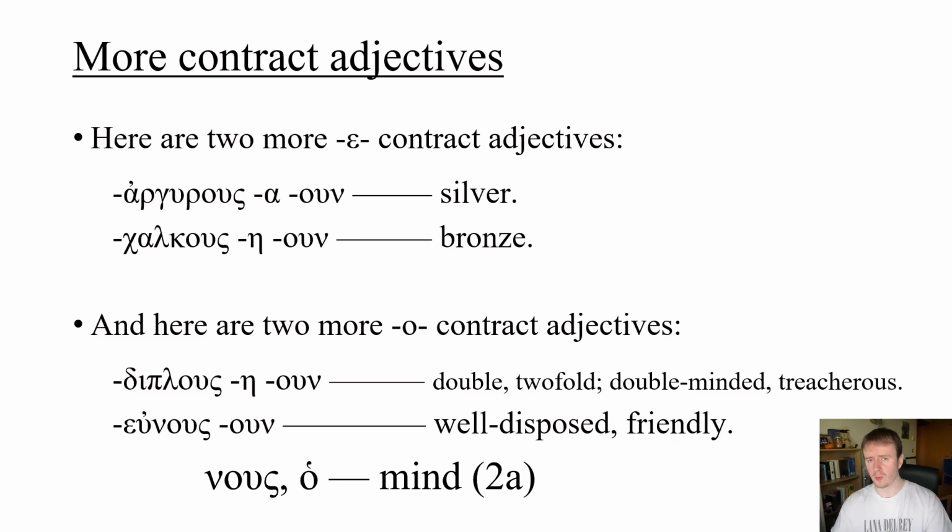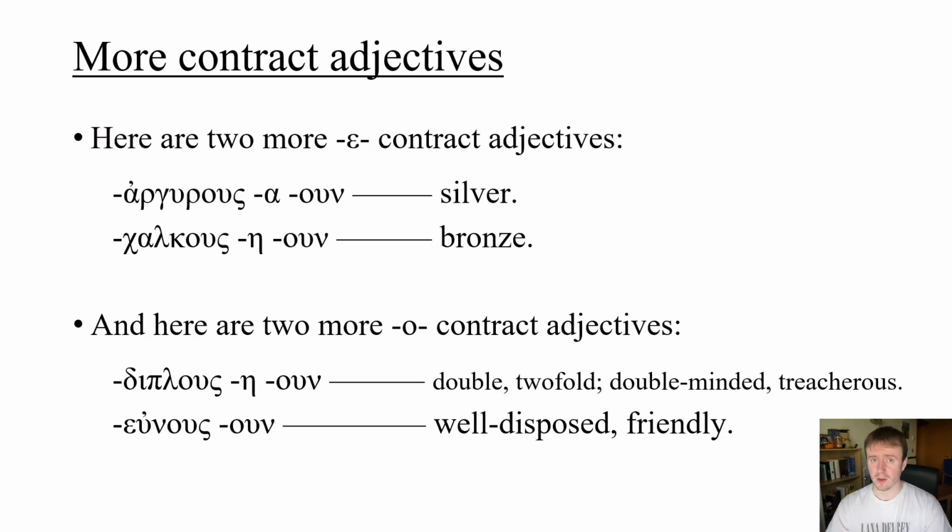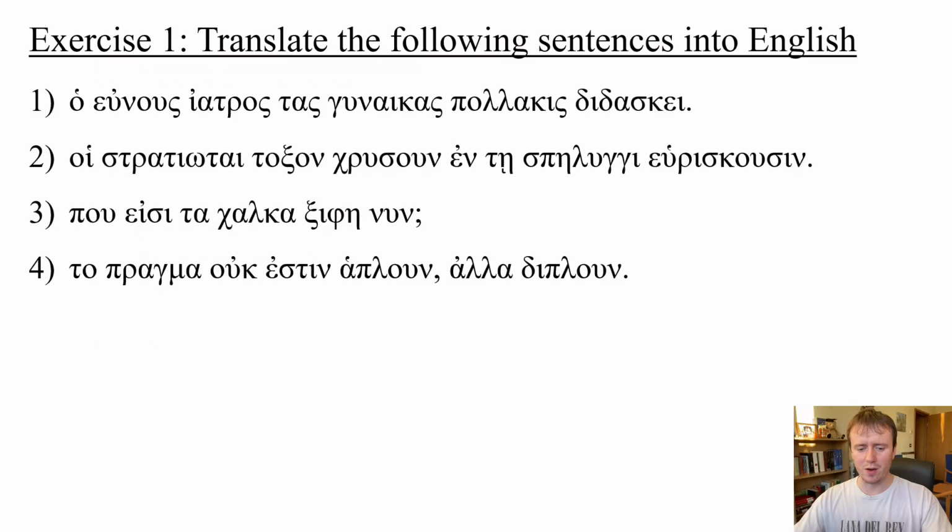And I should say about the word nous, I haven't mentioned it yet, but there are some 2a nouns which contract. Nous, meaning mind, is actually noos, but it contracts with the usual 2a endings to make nous, noun, nu, etc. Anyway, please do pause the video and note down these 4 additional contract adjectives. Okay, with that said, let's do some practice with contract adjectives. Here are 4 Greek sentences for you to translate into English. Please pause the video and do that now.